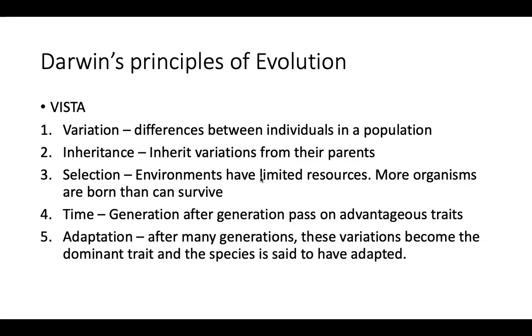And then the I relates to inheritance. So inheritance is being able to inherit those variations from their parents and then be able to pass those on to their offspring.